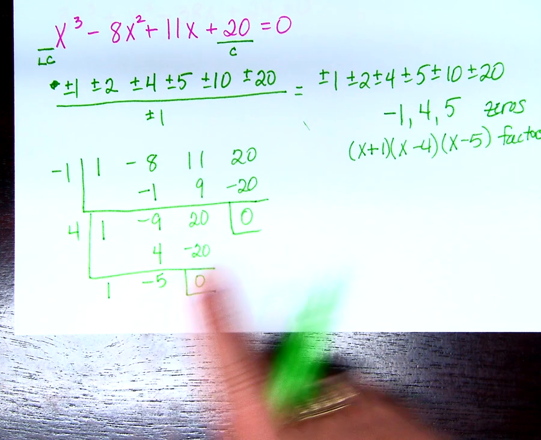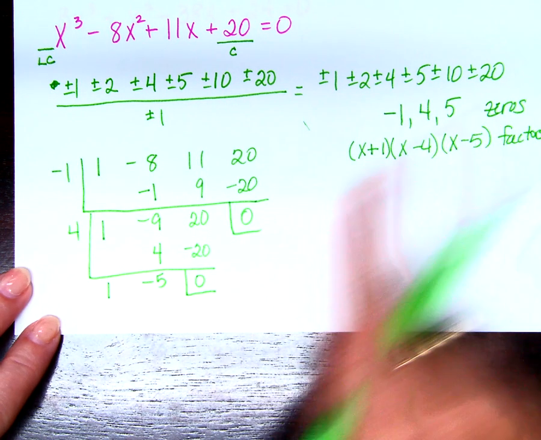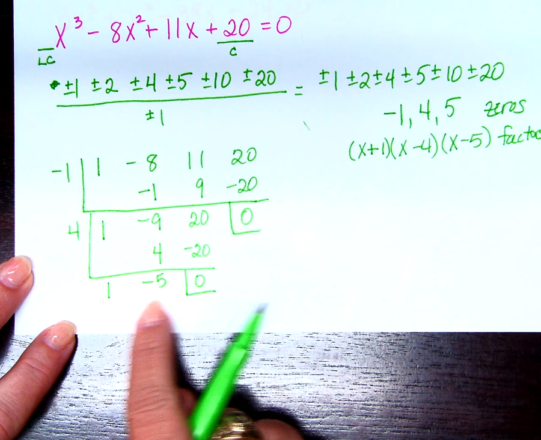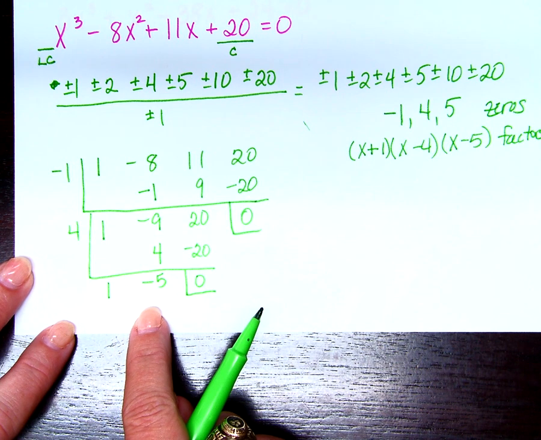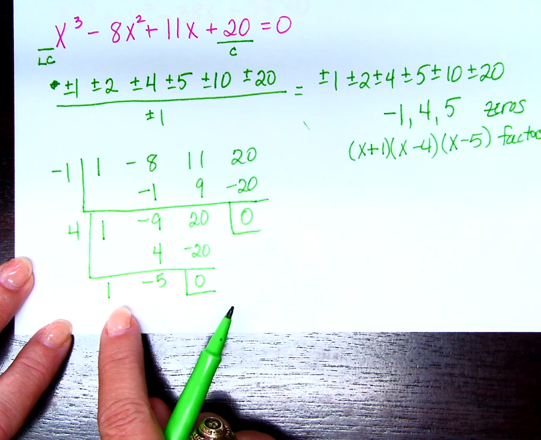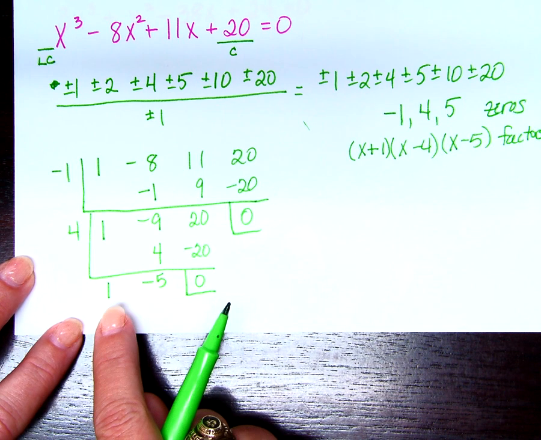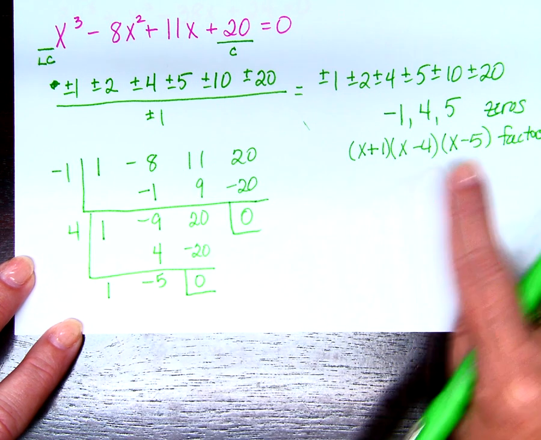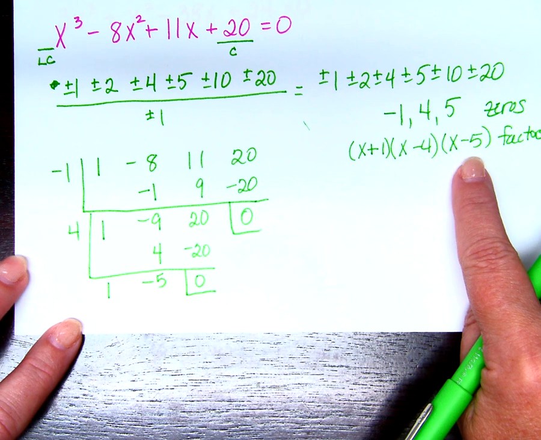This is proof that all 3 of these zeros work, because what does this translate back into if you write it into an equation? This is my remainder, so this is my constant, and this is my x term. This says x minus 5. Isn't that what that factor is right there?